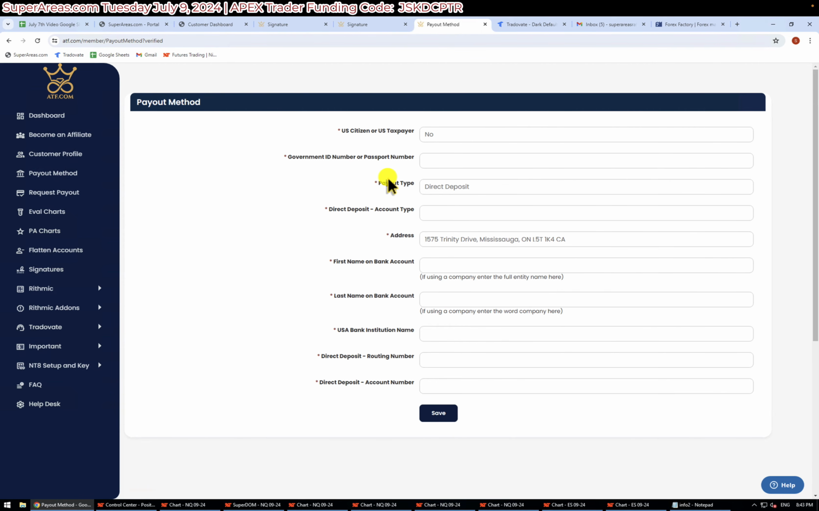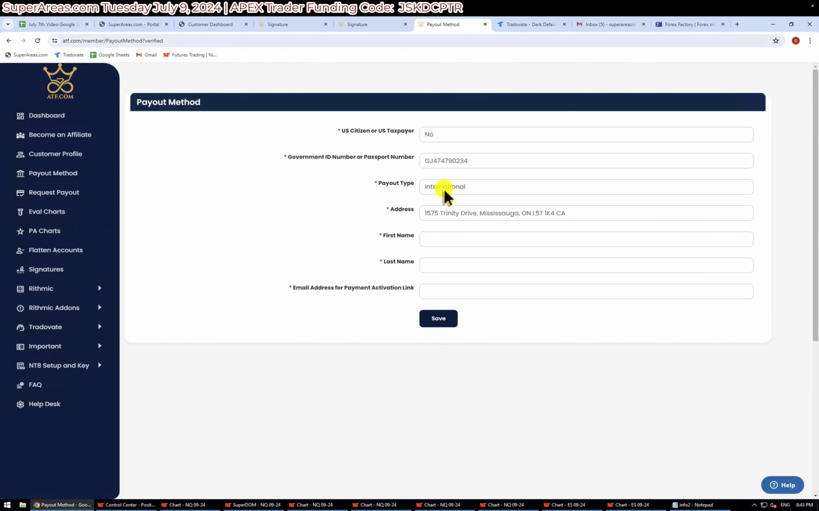page. And here it says payout method, are you a U.S. citizen? No, I'm not. I will put in my passport number. What is the direct? So I will pick international. My first name is Super Rafe, and my email is where they're going to send me a payout payment link. So I've now filled it out.